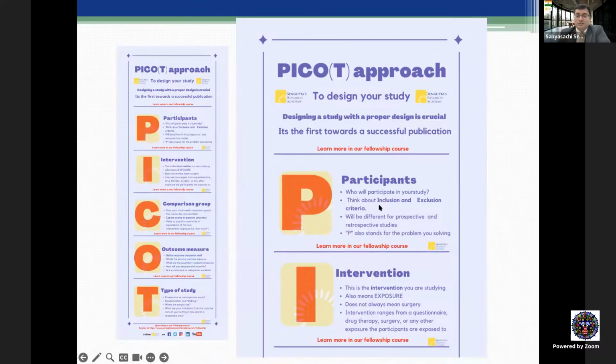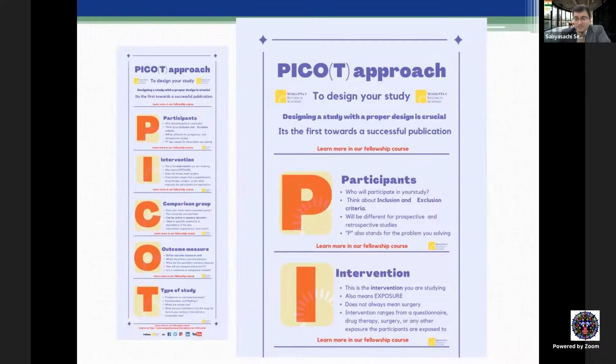So think hard about who you want to include and who you don't want to include, or you want to exclude. Remember that if too many people are getting excluded, that means your study will be applicable only to those kind of patients whom you have included. So if it's too stringent, then there won't be widespread applicability of your results later on. So think about this hard.